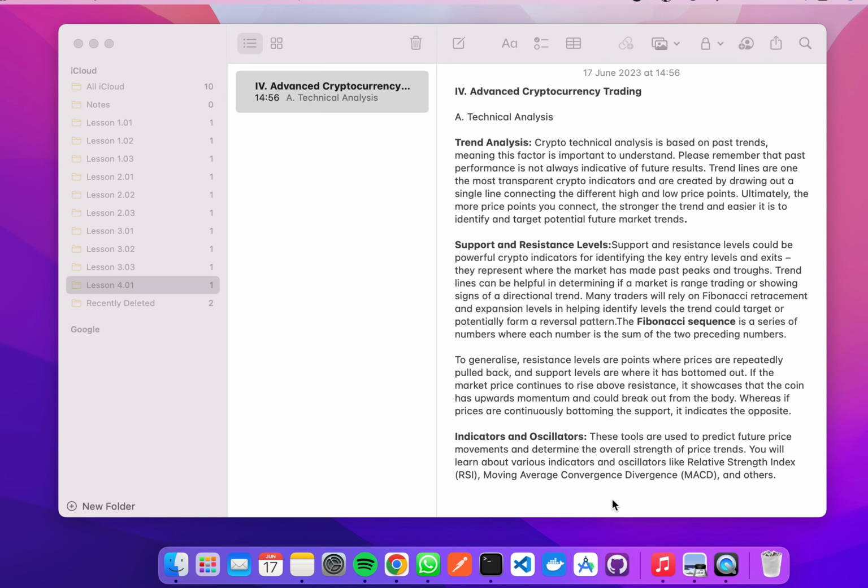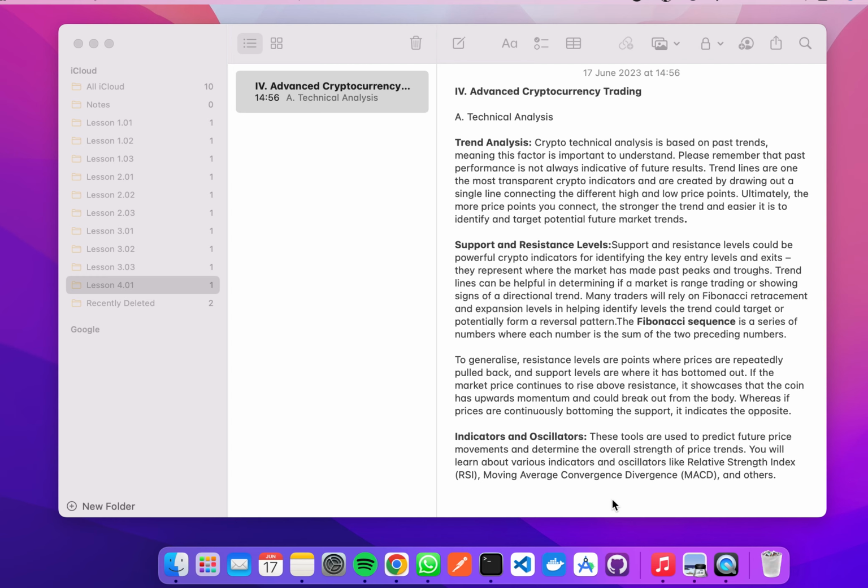Chapter 4 of our introduction to cryptocurrency coursework. In this chapter, we're going to cover it in three sections. The first section is technical analysis, which we are going to cover in this lesson. In the technical analysis side, we're going to cover three key things: trend analysis, support and resistance levels, and indicators and oscillators.